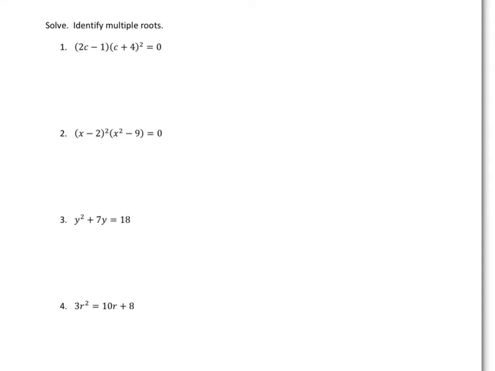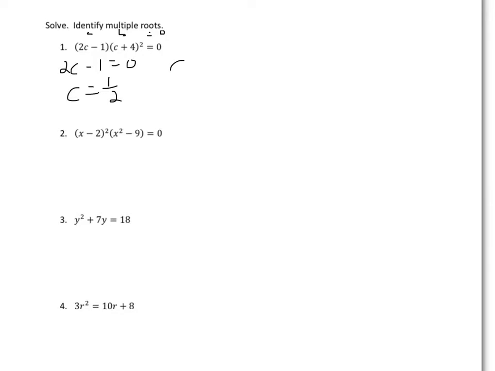Okay, so let's start with a couple of really simple ones. We've got to solve and identify double roots. We've already got numbers 1 and 2 factored for us, so we're just going to deal with how to finish off the problem here at the beginning. Once we've got this, we basically have a times b equals 0, so we can set a equals 0 and set b equals 0 and solve for both. So we've got 2c minus 1 equals 0, and solve for c. Add the 1, divide by 2, so c is 1/2.